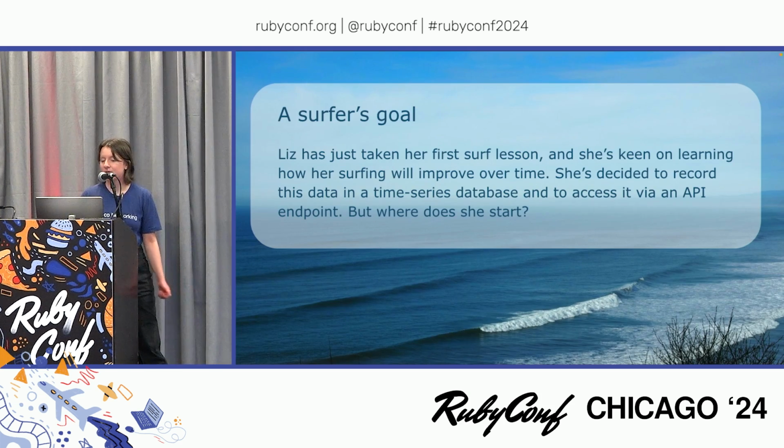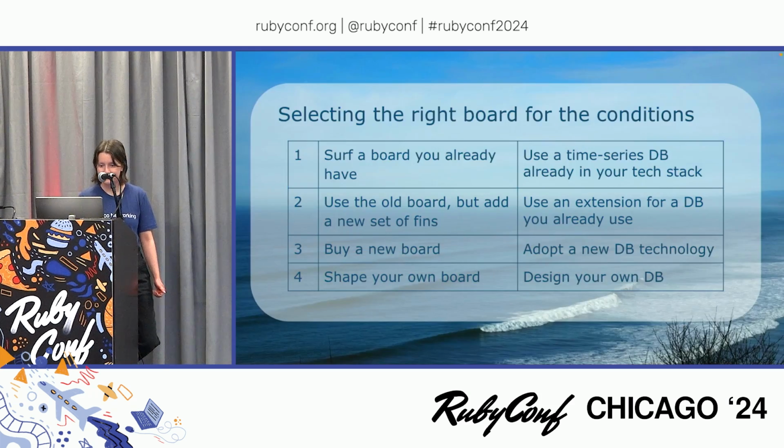Time series data has become pretty ubiquitous as we collect more and more data to model our surroundings and predict trends. Devices like smartwatches have introduced amateur athletes to way more data than they've ever had access to. Our friend Liz, inspired by apps like Strava, wants to track her surfing as well. Liz has just taken her first surf lesson, and she's keen on learning how her surfing will improve over time. She's decided to record this data in a time series database and to access it via an API endpoint. But where does she start?